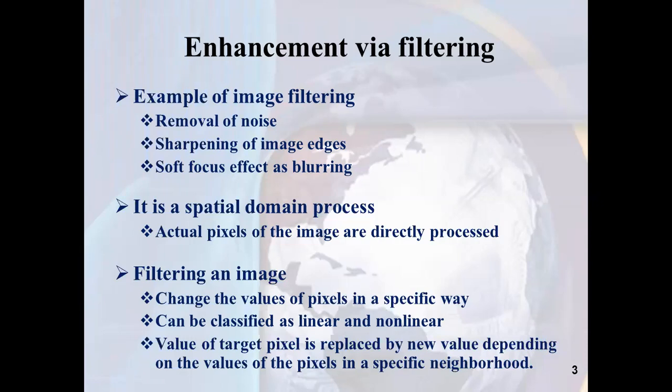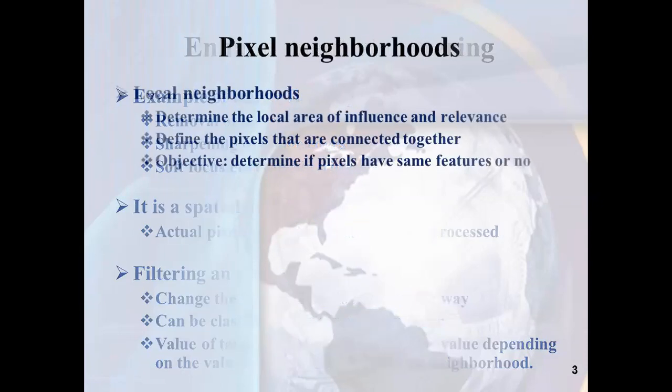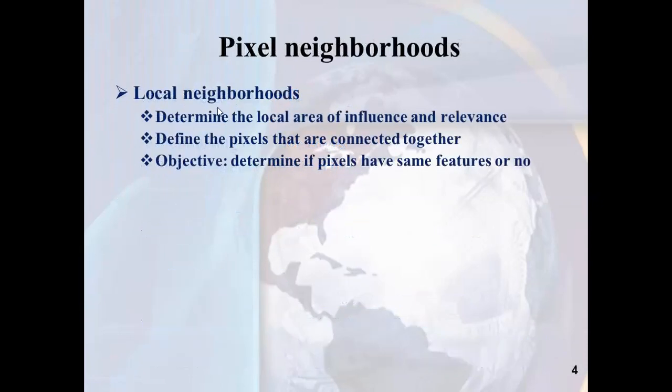So we will define what neighborhood means, and after that we define what linear filtering and nonlinear filtering mean. Local neighborhood means that we determine the local area of influence and relevance, which means that if I have a pixel at position ij, what are the neighborhood, or voisinage, the neighbors around it, that form the local area, the number of pixels that can affect this pixel. This number of pixels is called the local neighborhood.